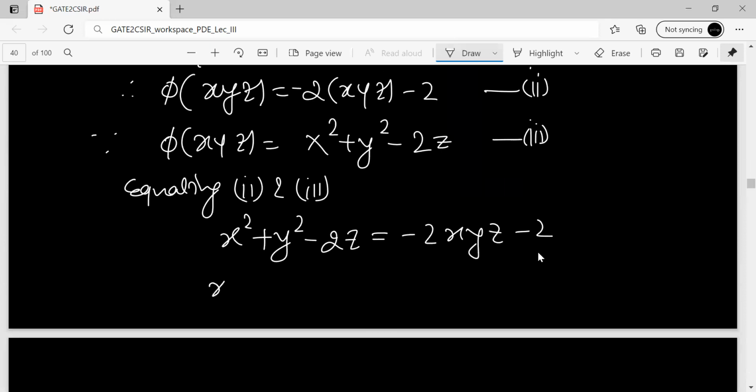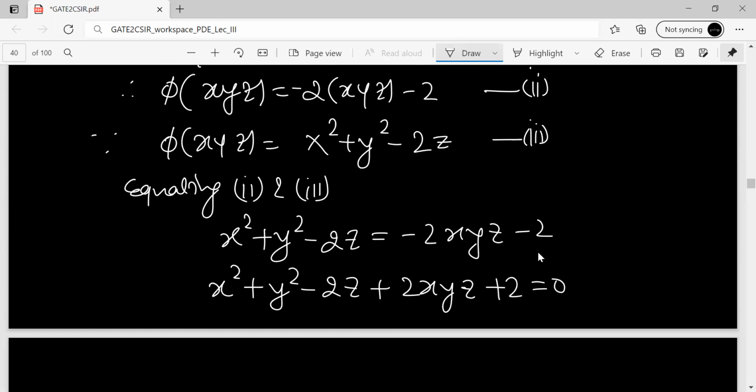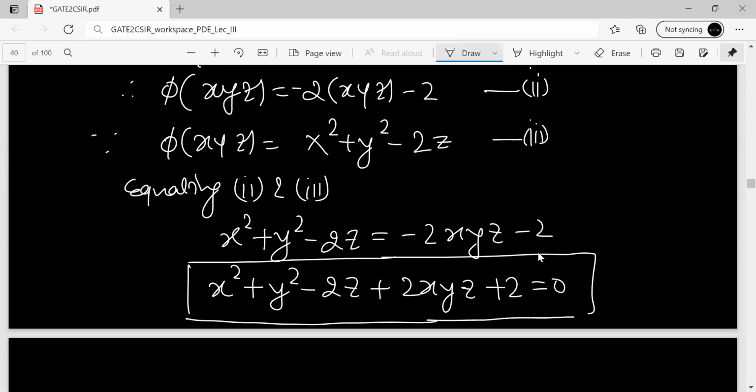Let's take all of them there. So x square plus y square minus 2z plus 2xyz plus 2 equal to 0. This is the required surface. And such problems are quite often asked in CSIR NET examination or GATE. Okay, so make sure that you have ample practice to solve all of them.